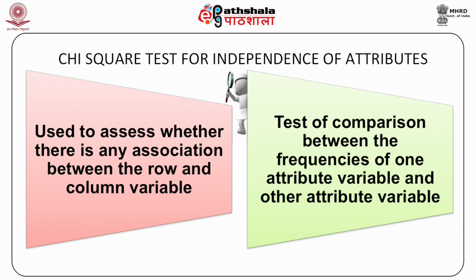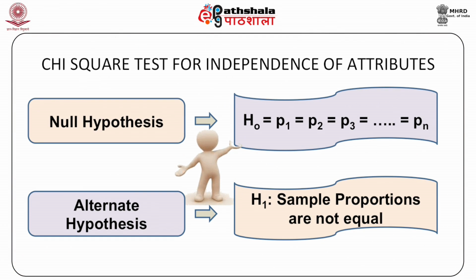The test is used to assess whether there is any association between the row and column variable, that is, it is the test of comparison between the frequencies of one attribute variable and another attribute variable. The chi-square test for independence has a null hypothesis H0: P1 = P2 = P3 = Pn, where P is the sample proportion, and the alternative hypothesis H1: the sample proportions are not equal.